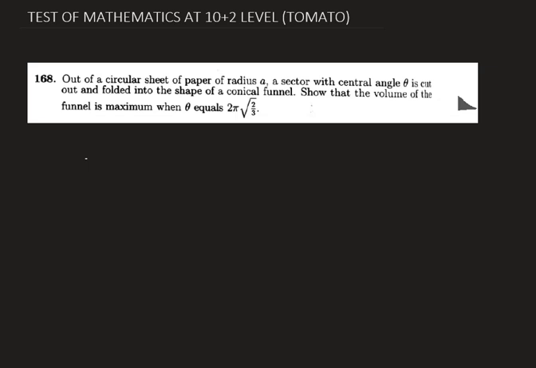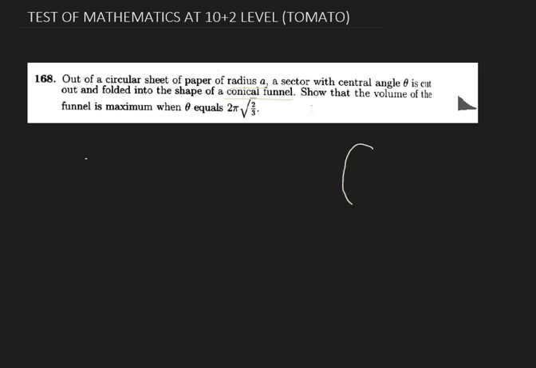Out of a circular sheet of paper of radius a, a sector with central angle theta is cut out and folded into the shape of a conical funnel. Show that the volume of the funnel is maximum when theta equals 2 pi root over 2/3.